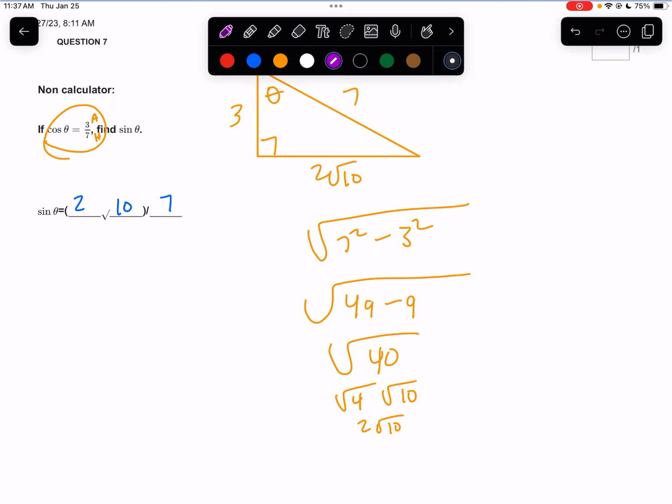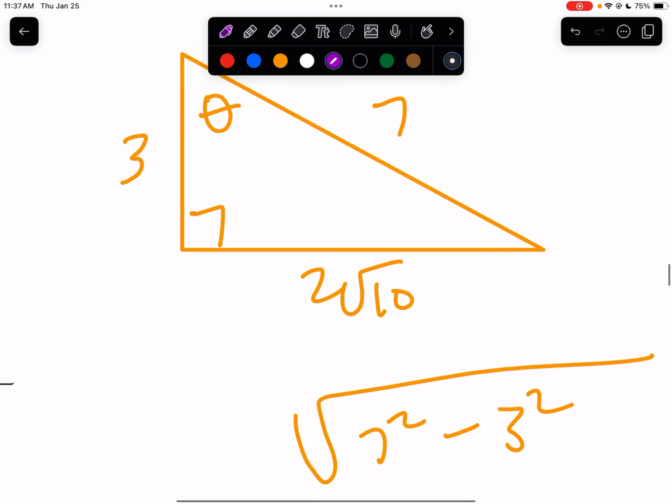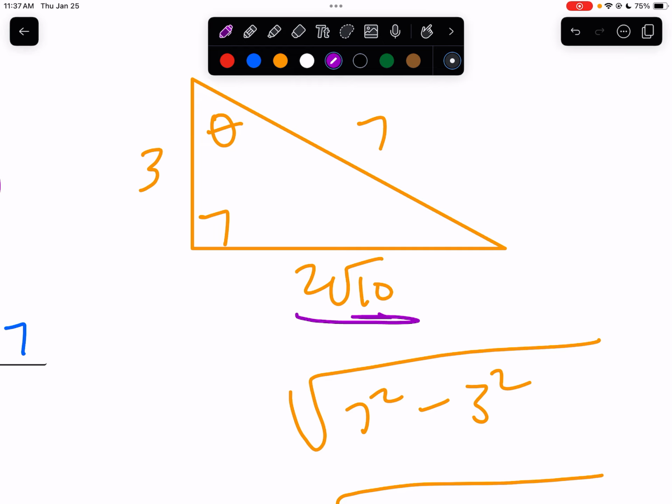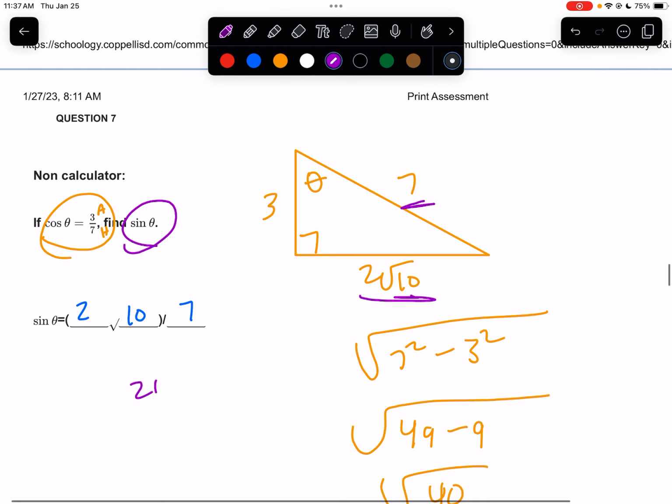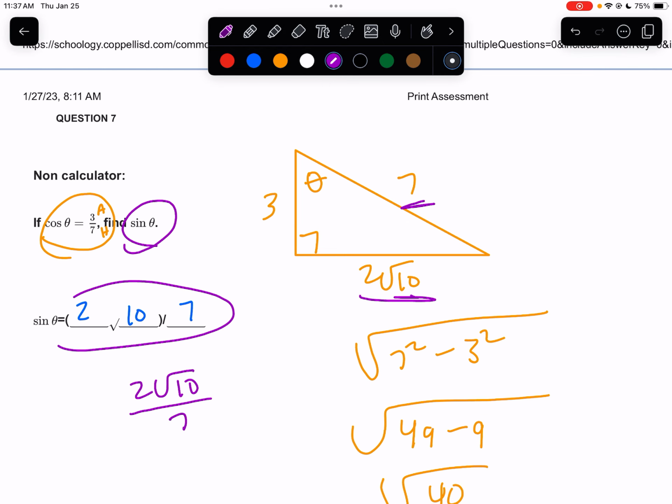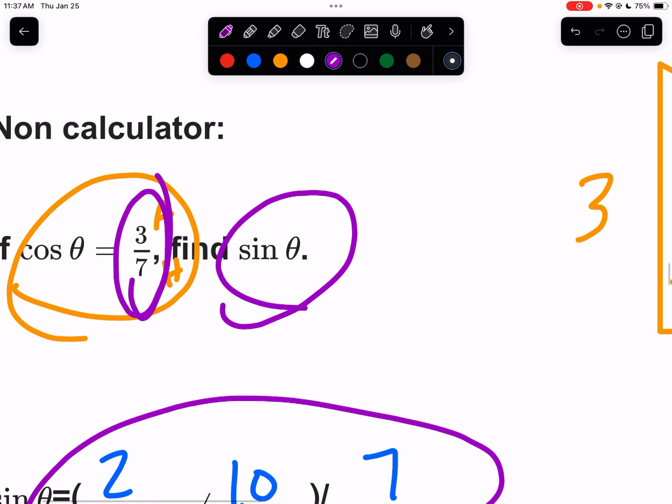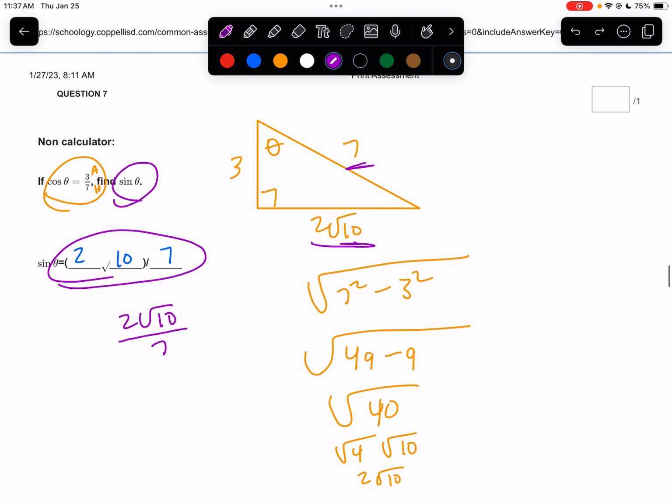So what is the sine of theta? Well, sine is opposite over hypotenuse. That would be 2 root 10 over 7. So this was instructions to making a triangle. You build the triangle out, and you can do Pythagorean theorem to find the third side.